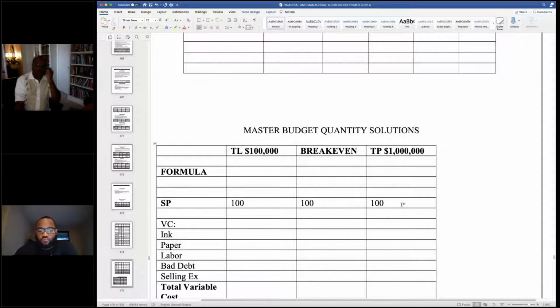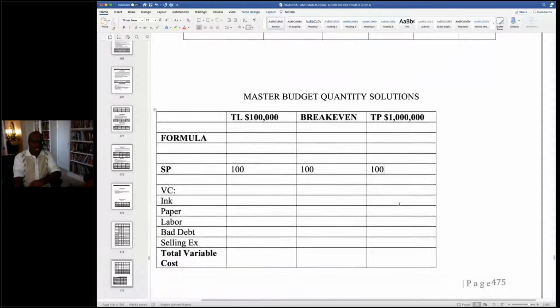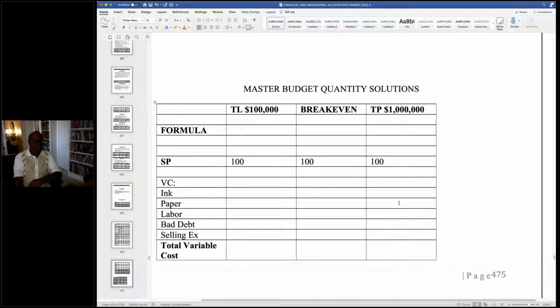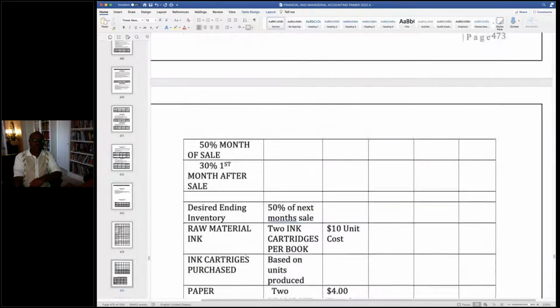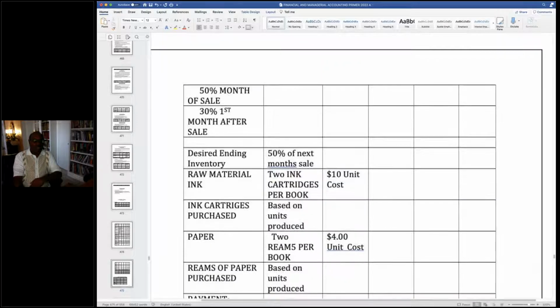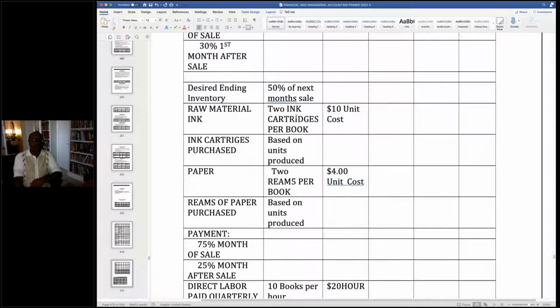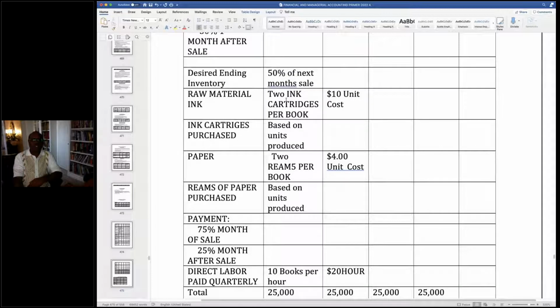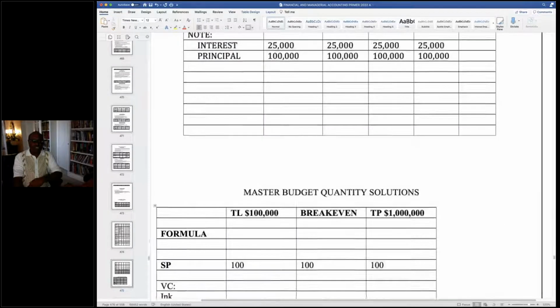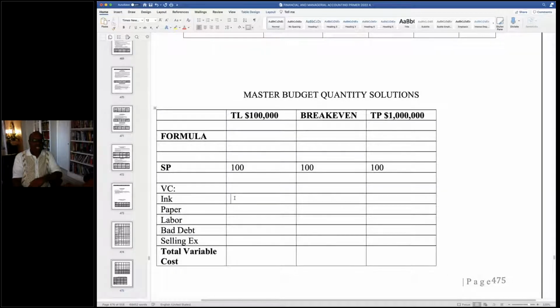So this is the format that you use on the project. And also you see this on the final exam. So we're doing the same thing. We're getting the unit cost. So we got the selling price. What is the unit cost of the ink? $10. Two ink cartridges, $10. Oh, well, $20. Okay. So the ink will come in here at 20.